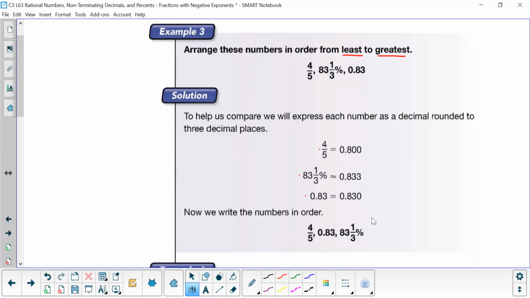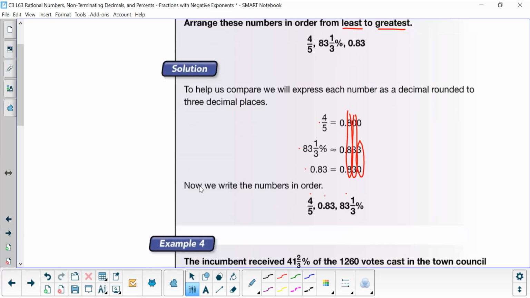So now I compare each column. So 8s are the same, 3s. So that means 4/5 is my smallest number, because 0 is smaller than the 2 3s. And then if I look at the third column, now I'm just comparing my last 2 numbers. 83 hundredths is a 0. So 4/5, 83 hundredths, 83 1/3% is the order of these numbers from least to greatest.